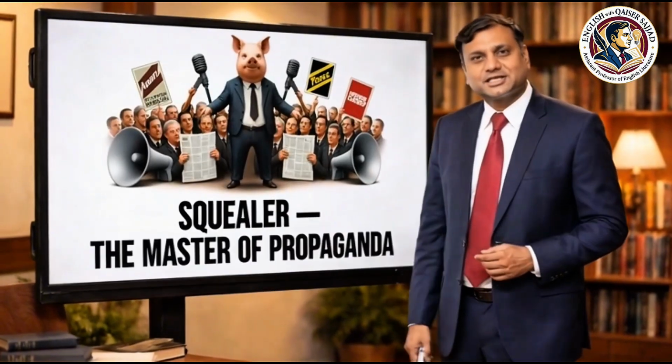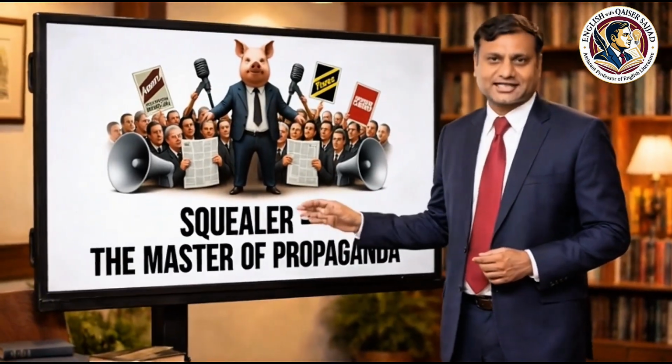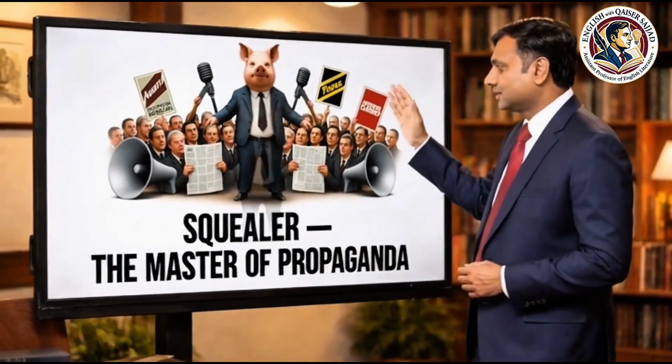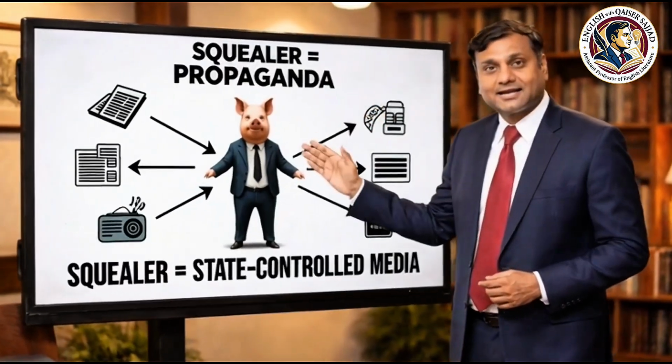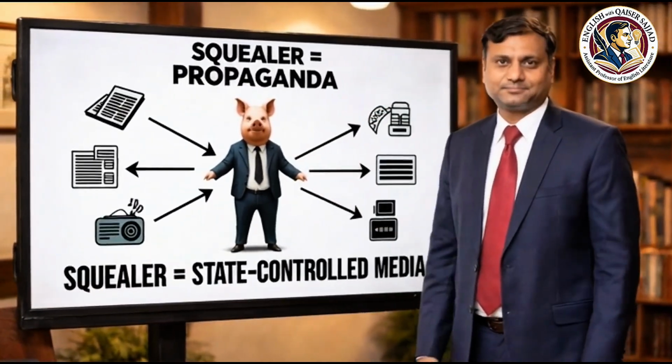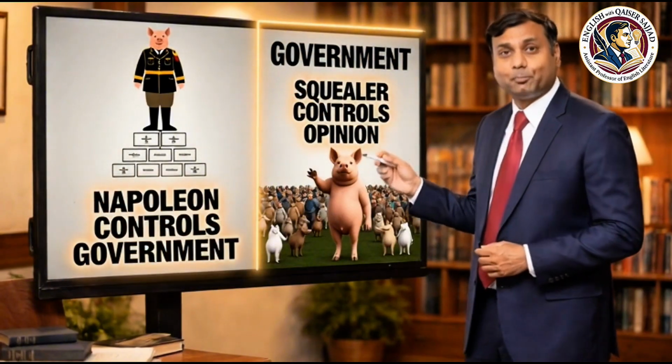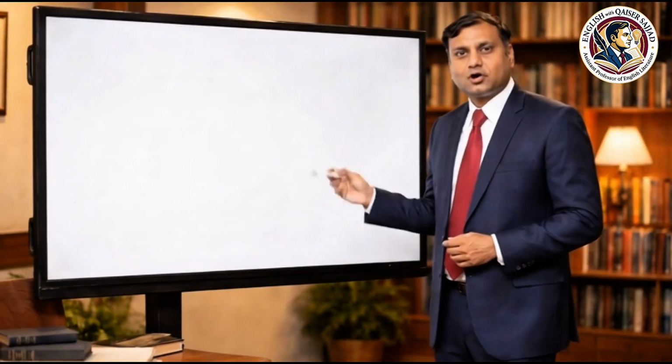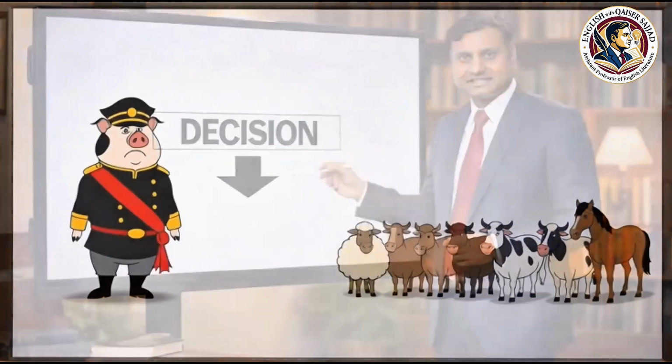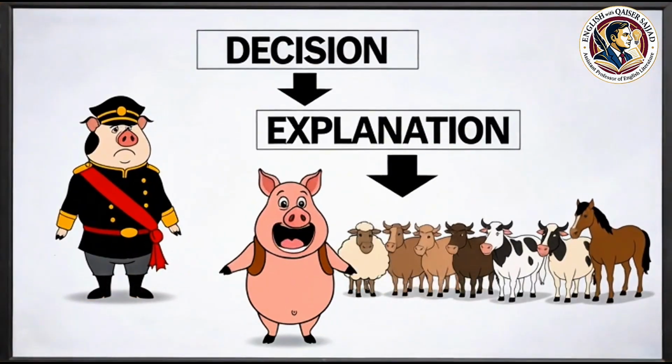Now, let us turn our attention to one of the most dangerous characters in the novel, Squealer. Squealer represents propaganda and state-controlled media. If Napoleon controls the government, Squealer controls public opinion. Throughout the novel, whenever Napoleon makes a controversial decision, Squealer appears to explain why it is actually beneficial.